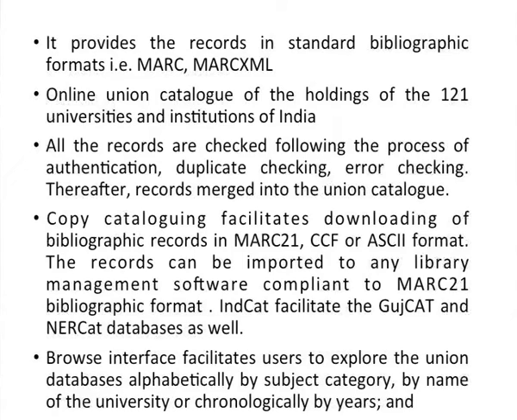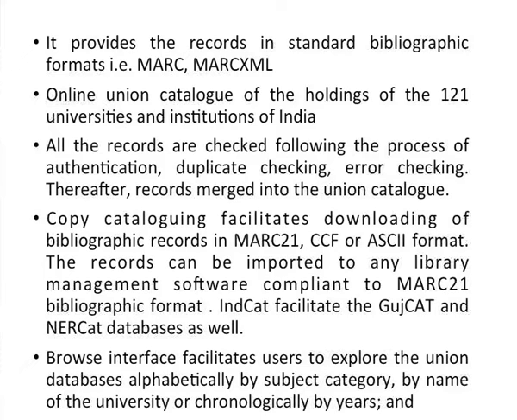Now, we talk about the union catalog in India. IndCat is one such initiative which was started by the INFLIBNET Centre, an autonomous center of the UGC, and it provides records in standard bibliographic formats, that is MARC and MARC XML. It is an online union catalog of the holdings of 121 universities and institutions across India, and all the records are checked through authentication, duplicate checking and error checking, and therefore, records are merged into the union catalog.